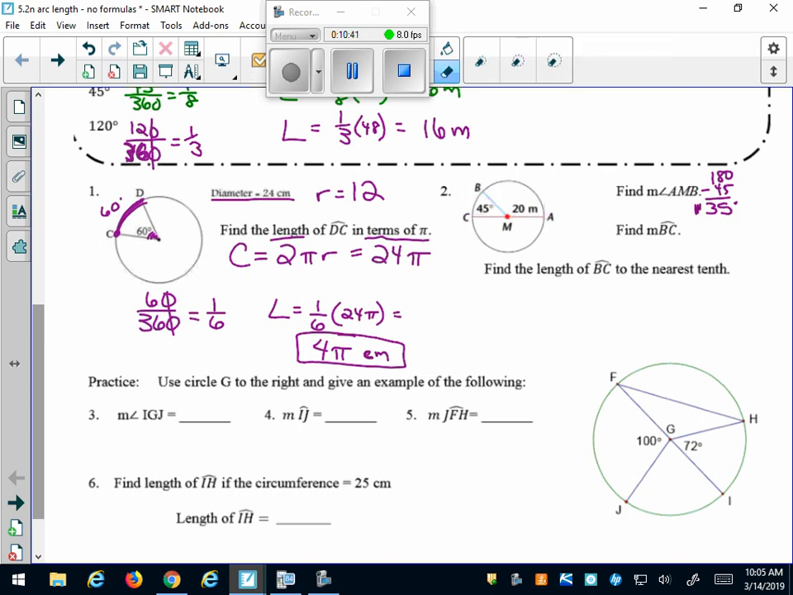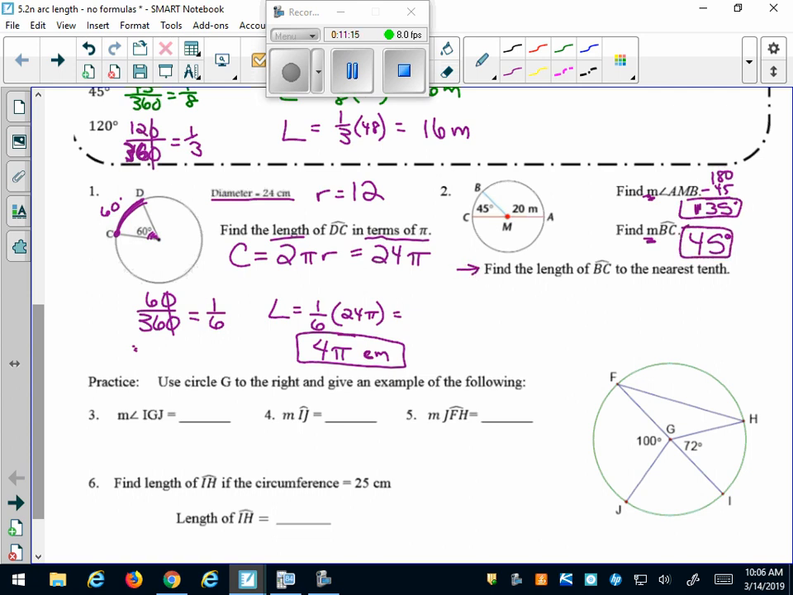Now, this question says find the measure. See that little M? Measure of arc BC. That's like measure of angle. They both have that little M. Whenever you have that little M there, your answer is in degrees. This is different than finding the length like we did over here, right? With the little M, they just want the degrees. So what is the measure of arc BC? 45. Because, again, it matches the central angle.